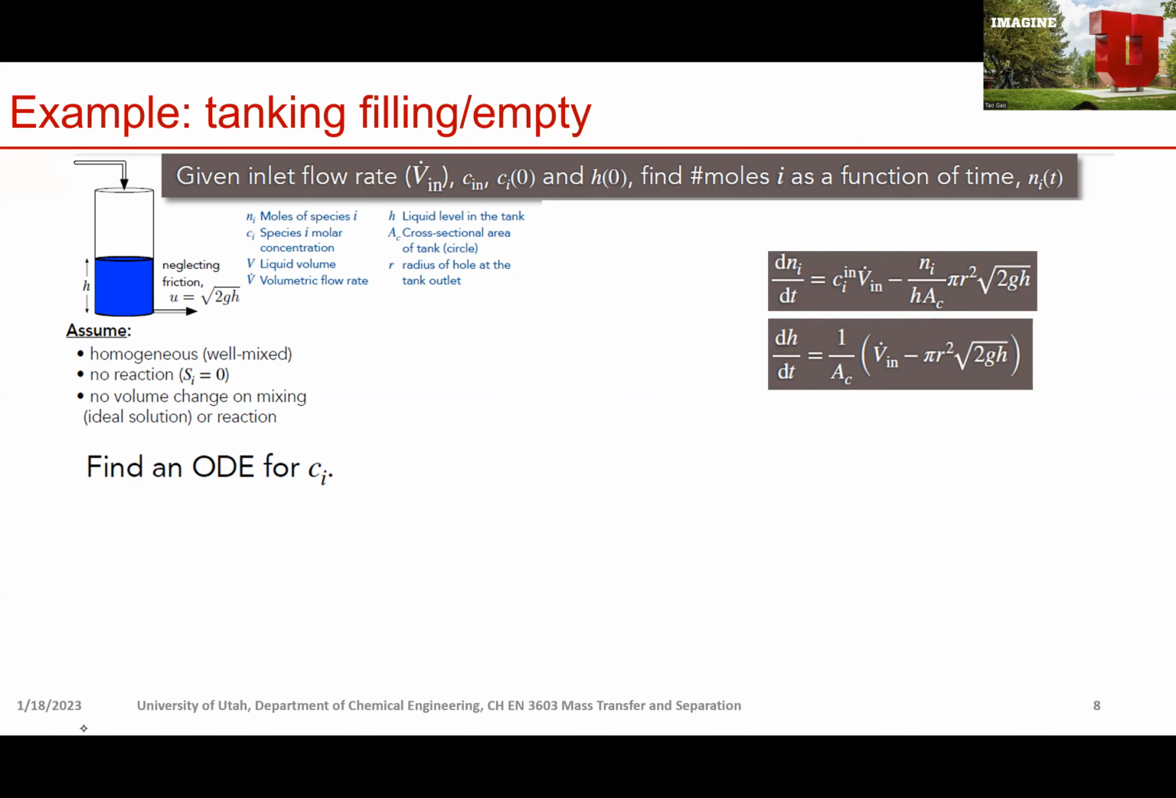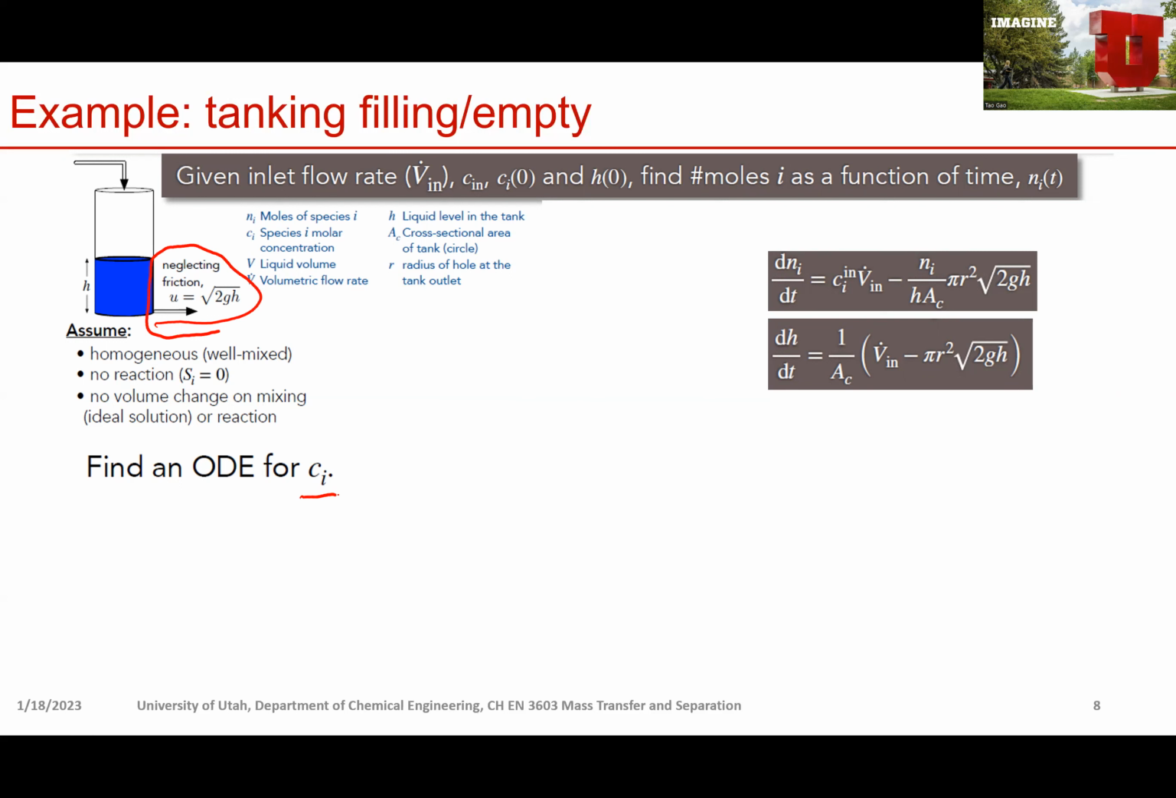Now, we solved for Ni, the total amount of moles of species I in the tank, as well as the height of the liquid in the tank. But sometimes we don't care about the total amount of moles in the tank. We only care about the concentration. For example, we're going to use this as a feedstock for a reactor afterwards. So we don't care about what's inside this tank. What we care about is what we can get from this tank. Then here, what matters is the concentration, Ci.